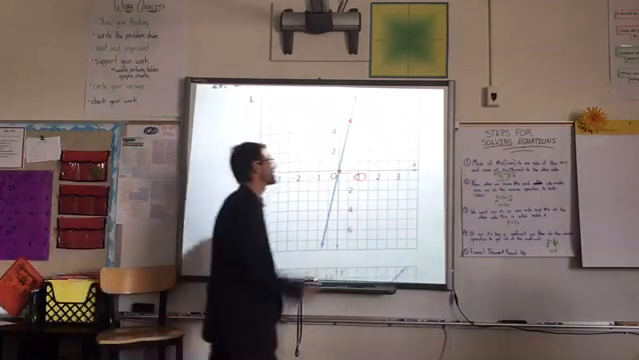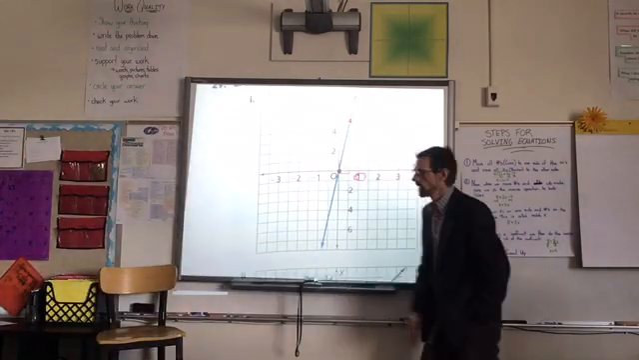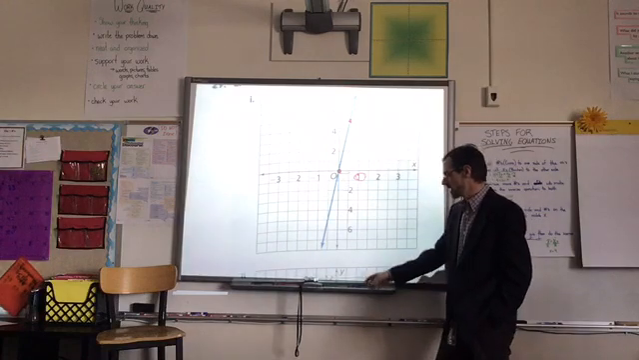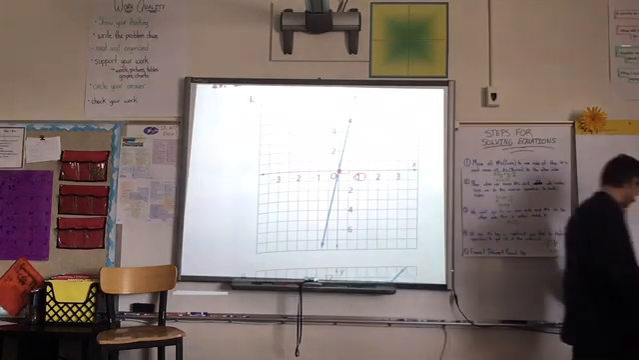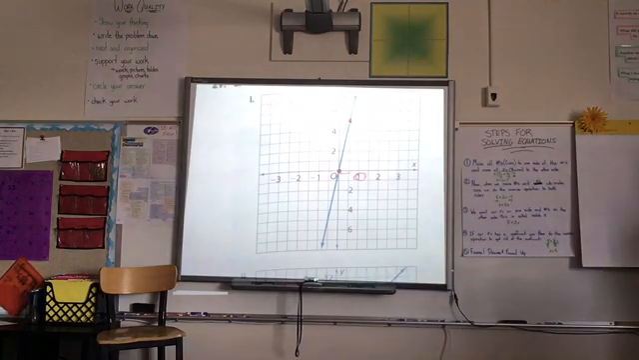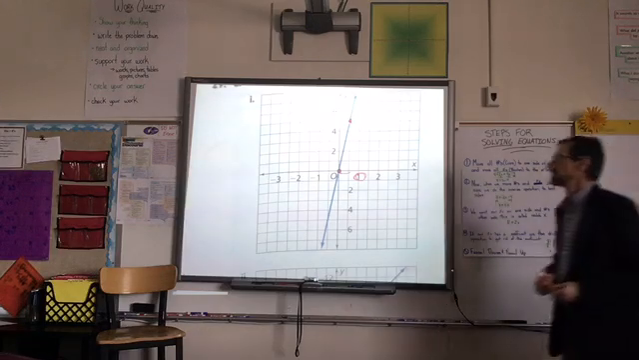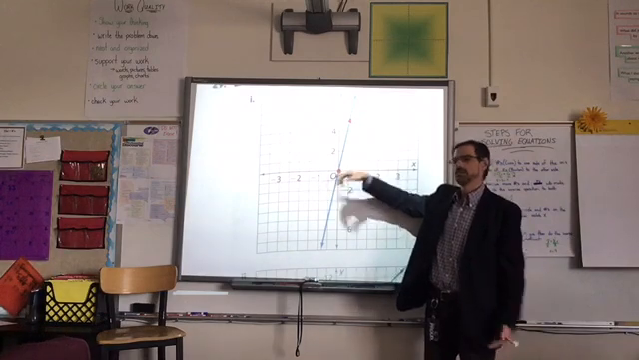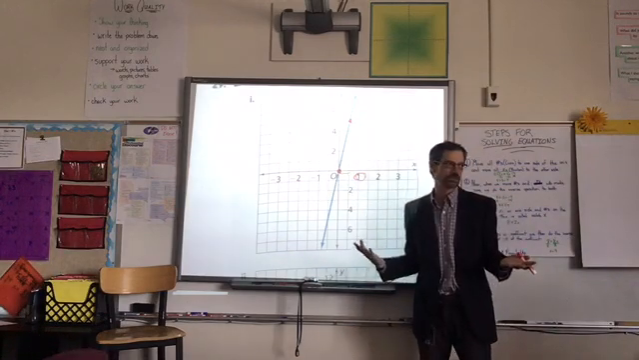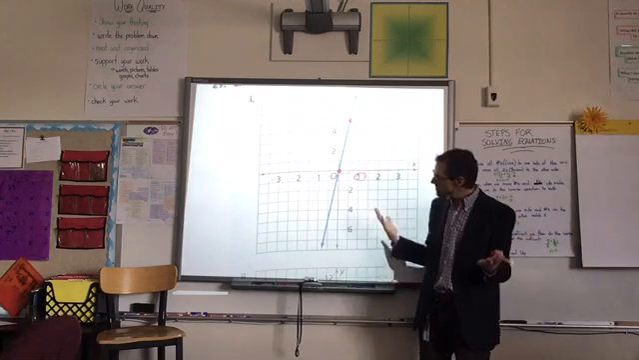Now, so this is my book, so I get to draw in it. Change in y over change in x. Okay. And so I picked this point. What's this point right here? 0, 0. So easy.